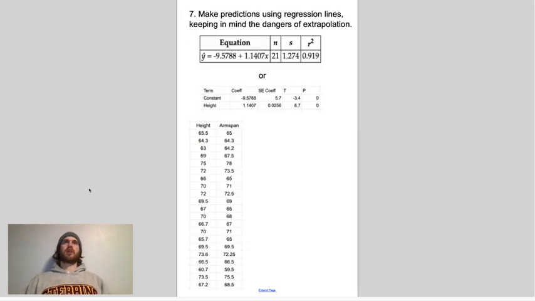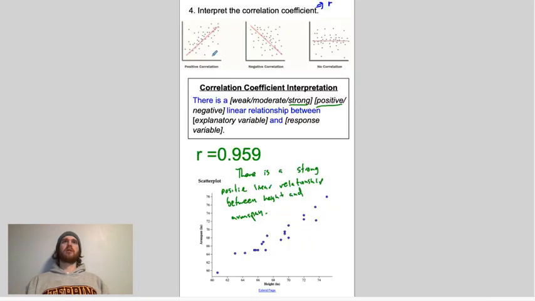Make predictions using the regression lines. Keep in mind dangers of extrapolation. All right, let's take a look here. One thing that's really important to notice is if x in this case is our explanatory variable, if we have a regression model like this, we can only use this, even though in algebra you could plug in for x and y and solve. In statistics, I'd like to go back actually really quick and talk about something.